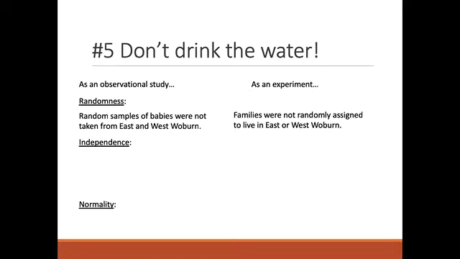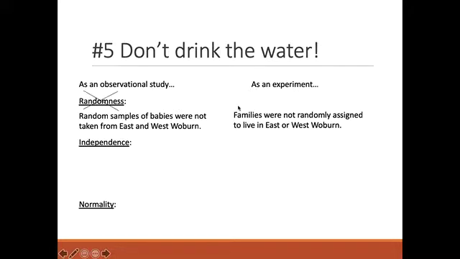Now, the other thing to think about is that they were trying to say in this study that the chemicals in the water are causing the illness, are causing the deaths of these children. If you want evidence of cause, technically, you do need to be doing an experiment, and this was certainly not an experiment. So the randomness condition, if this had been an experiment, would have had to have been that families were randomly assigned to live in either East or West Woburn, and that's absolutely not true. Families were not randomly assigned to live anywhere. You can't actually do that.